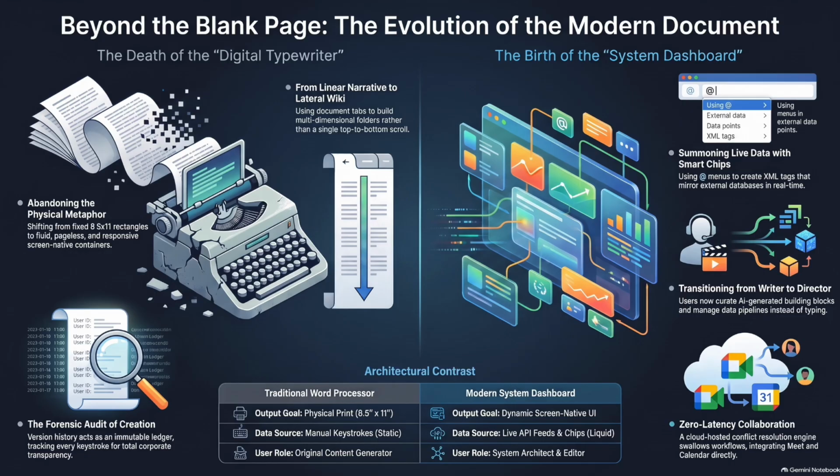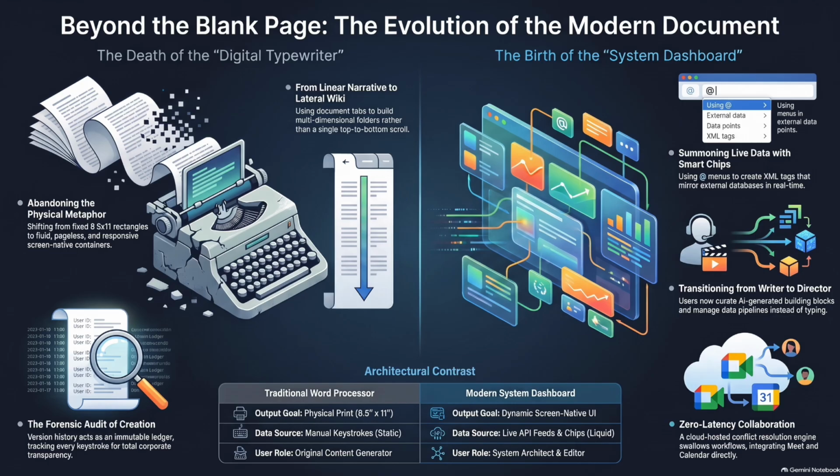Just rambling forever. Which is exactly why document tabs are introduced simultaneously in the documentation. You're no longer writing a linear narrative top to bottom. You're building a multi-dimensional folder. You navigate laterally across tabs within a single file environment. So it's much more like a wiki than a book. Exactly like a wiki. It totally shatters the illusion of the printed page.